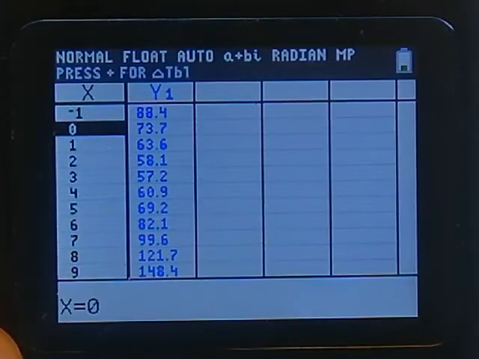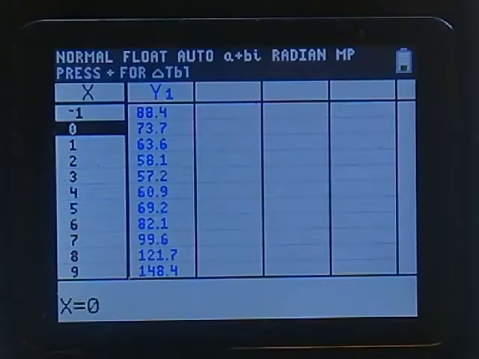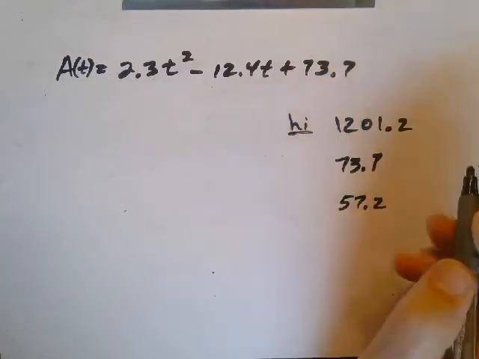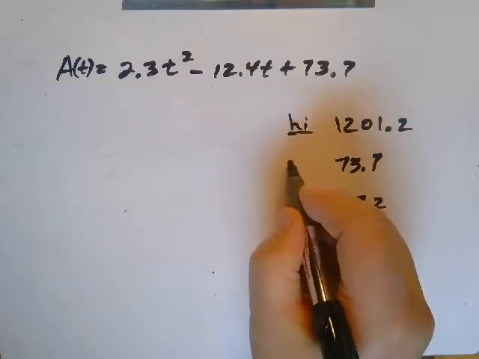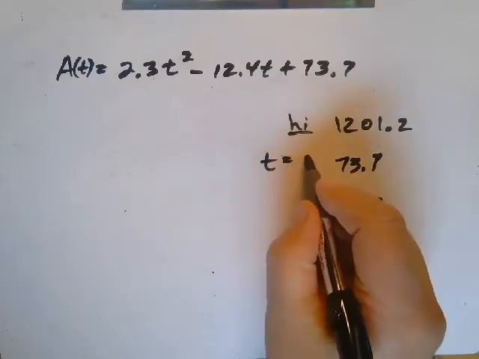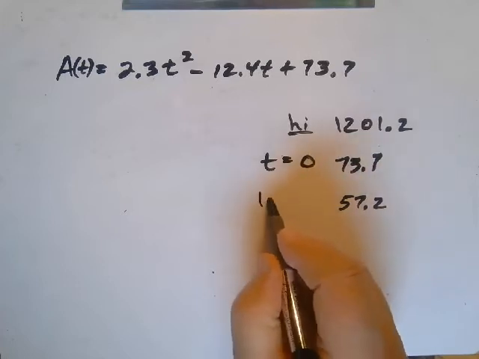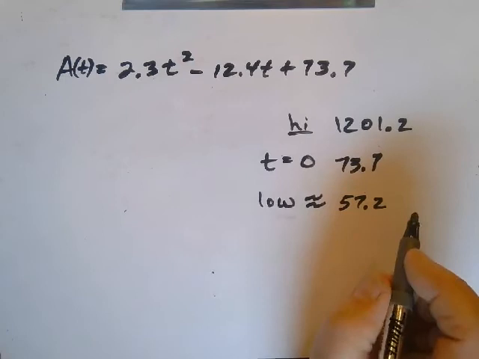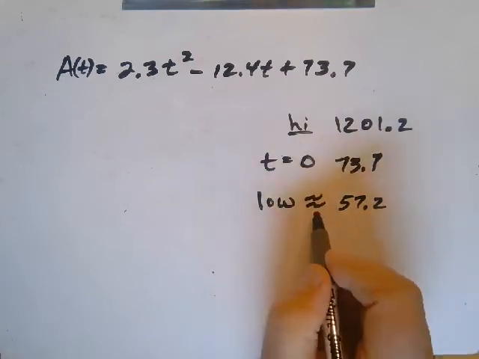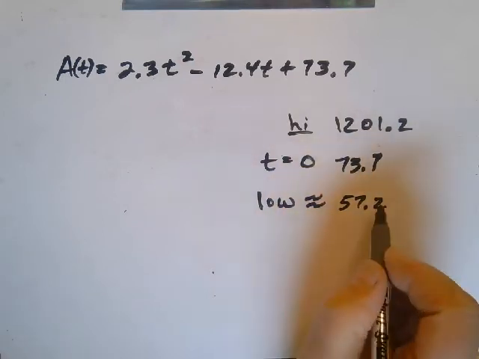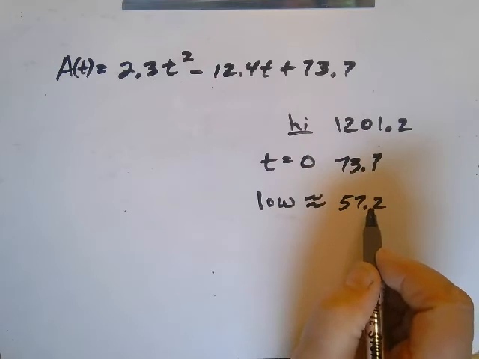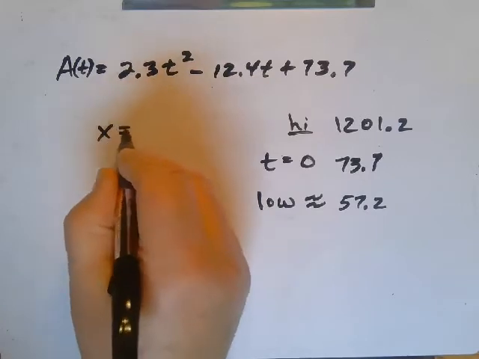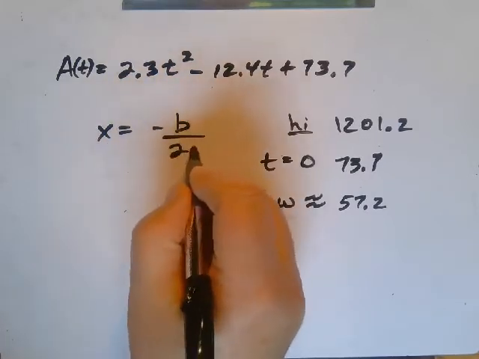We do have the high, but we don't have the low. Let's go find it. All right, I jotted those numbers down here. This was the high, and this was the value when t equals 0, but the low is somewhere near this number. And so I want to find the vertex. Remember that our parabola, the vertex is the lowest spot on that parabola. So we're going to find that by using that formula, x equals negative b over 2a.